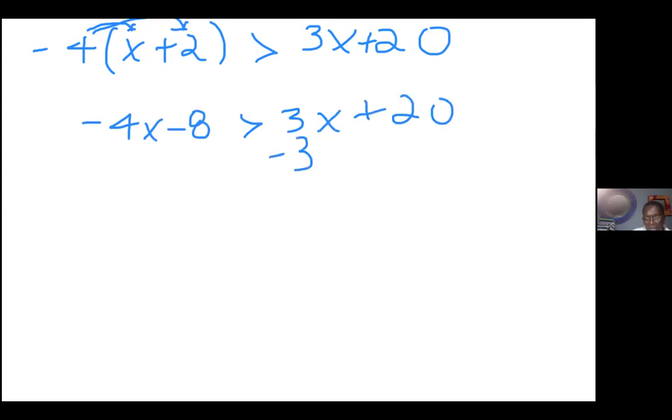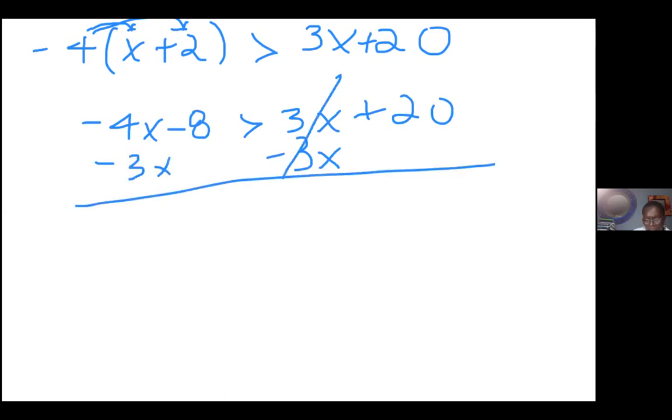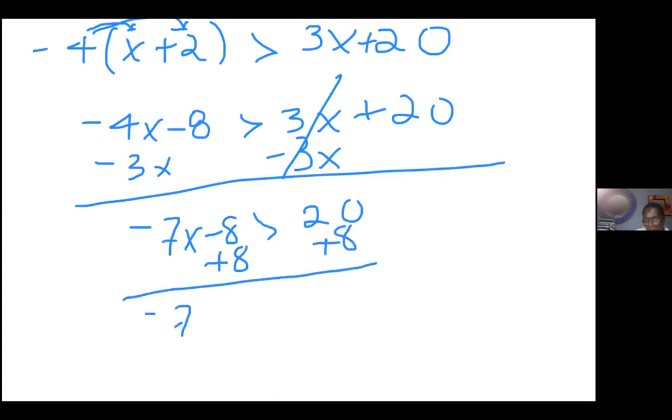Next, I'm going to subtract 3x on both sides. And so this leaves me with -7x minus 8 is greater than 20. I'm now going to add 8 to both sides. And when I do this, guys, I'm left with -7x is greater than 28. And then the last step is to divide both sides by -7.